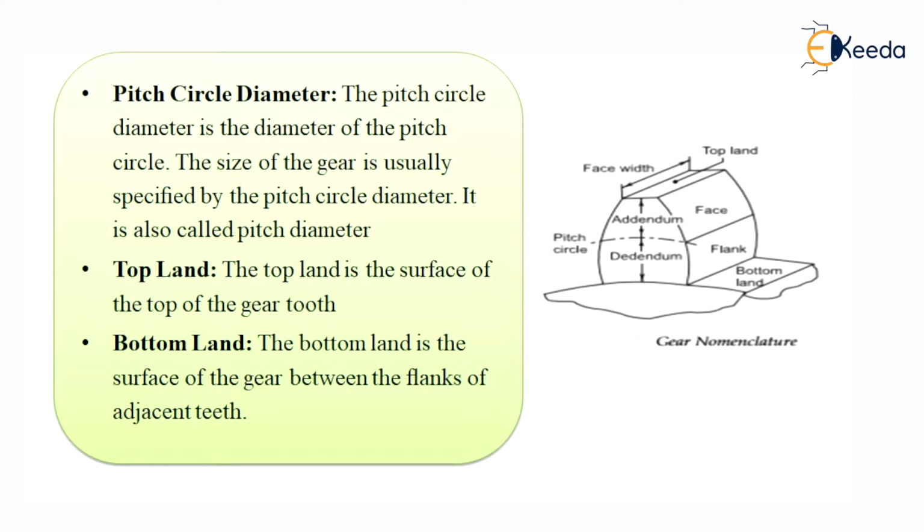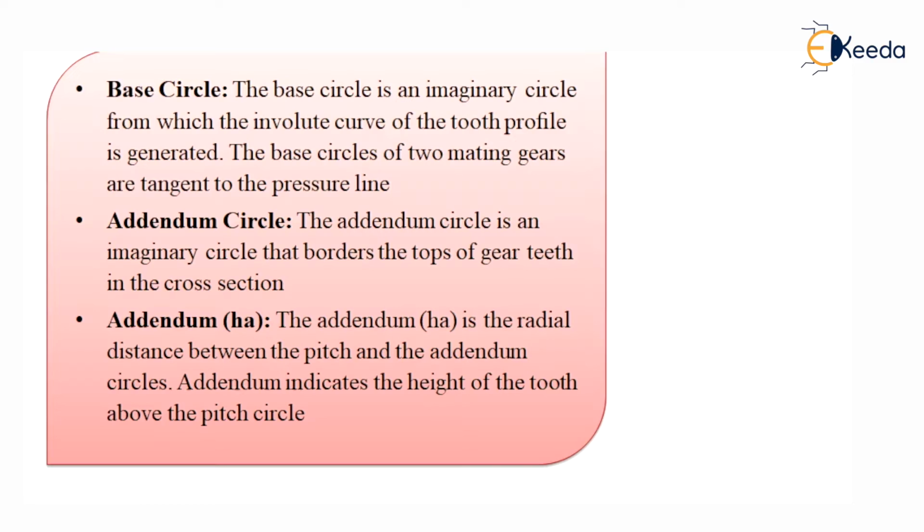Next is top land. The top land is the surface of the top of the gear tooth. Bottom land is the surface of the gear between the flanks of the adjacent teeth. Base circle. It is an imaginary circle from which the involute curve of the tooth profile is generated. The base circles of two mating gears are tangent to the pressure line.